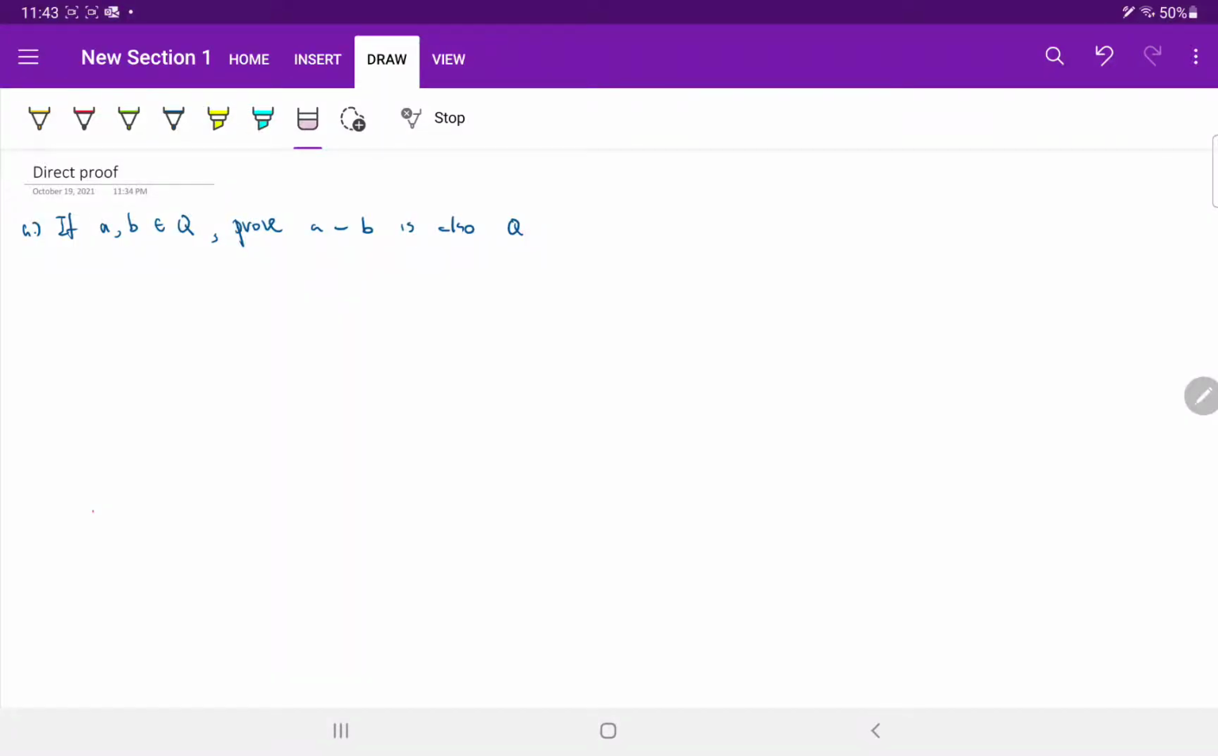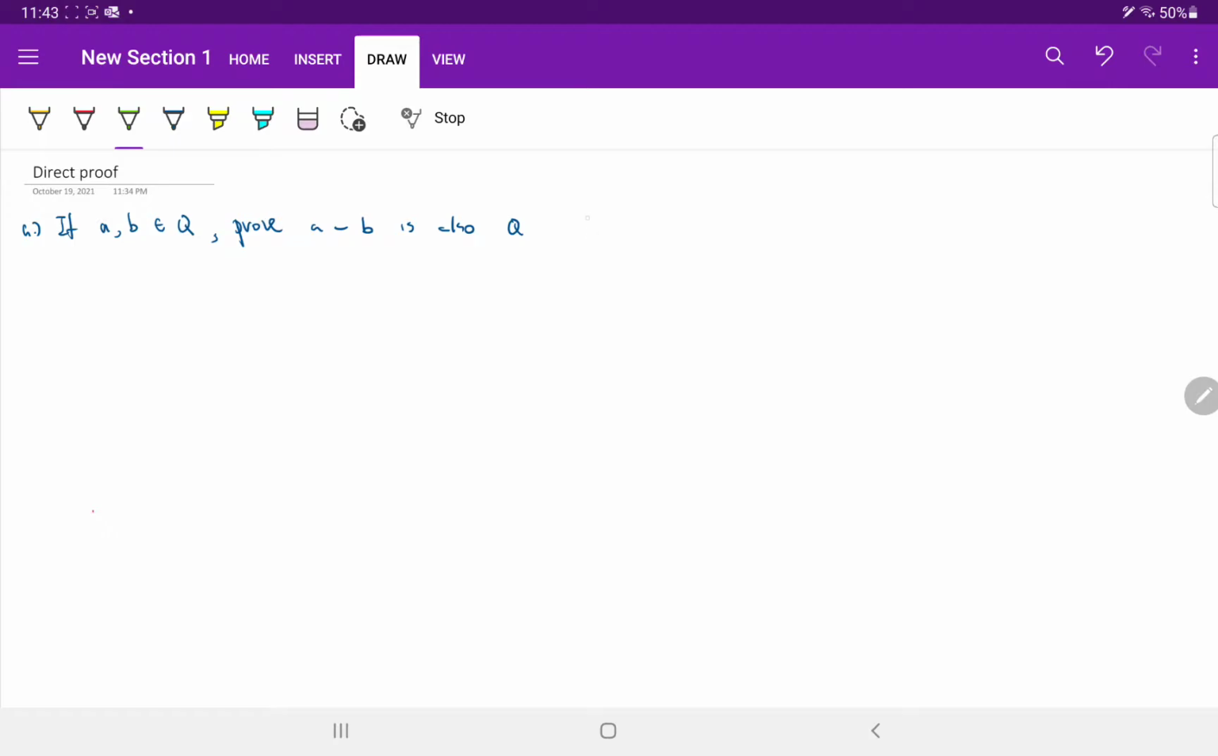So hi guys, today we're gonna talk about direct proof, and this will be our first example. The question says that if a and b are rational numbers, I want to prove that a minus b is also a rational number. You could always start these questions by defining what a rational number is, which will be quite helpful.